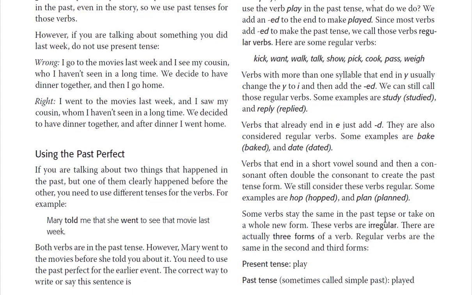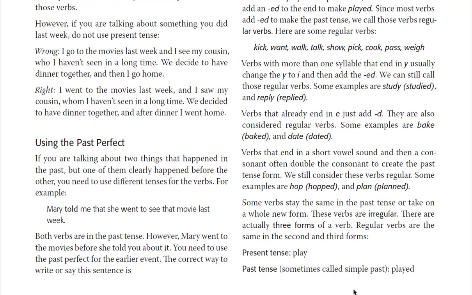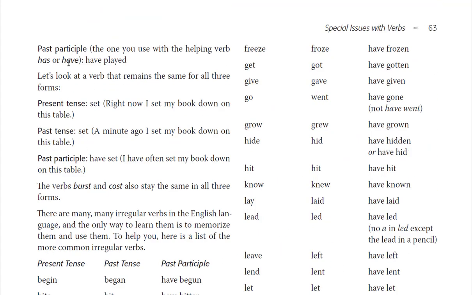Some verbs stay the same in the past tense or take on a whole new form. These verbs are irregular. There are actually three forms of a verb. Regular verbs are the same in the second and third forms. So regular verbs always have ed. A past participle is the verb to have plus past tense.